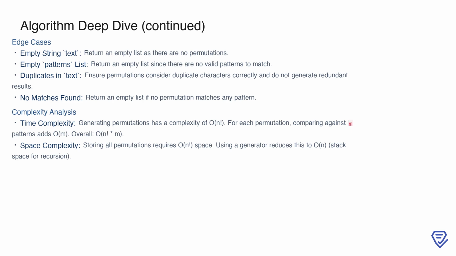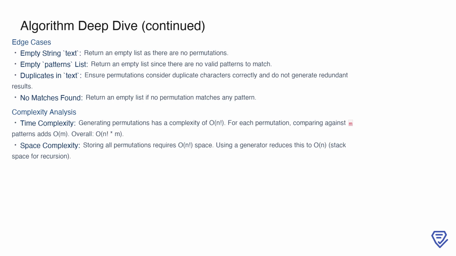There are a few critical edge cases to consider when implementing this algorithm. If the input string text is empty, there are no permutations to generate, so we should return an empty list. Similarly, if the patterns list is empty, there are no valid patterns to match, so the result should also be an empty list. When the input string contains duplicate characters, the algorithm must ensure that permutations are handled correctly and do not produce redundant results. Lastly, if no permutations match any pattern in the list, we should return an empty list to indicate that no valid matches were found.